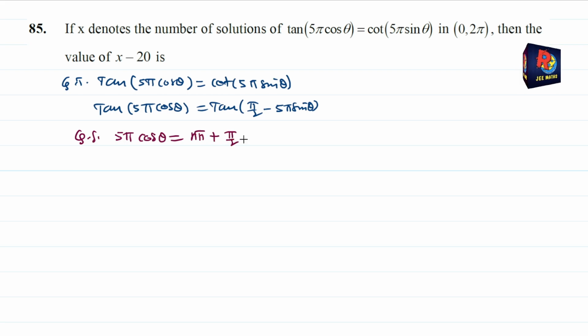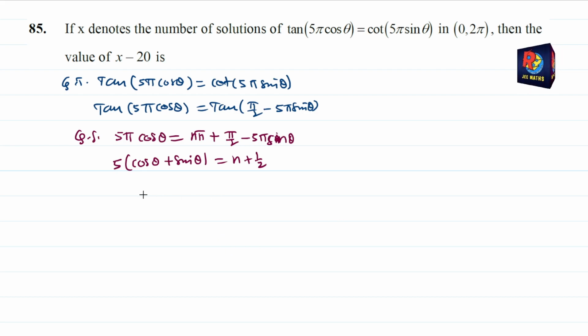So 5 pi cos theta equals n pi plus pi by 2 minus 5 pi sin theta. Here we can cancel pi from all terms. Then taking pi common, cos theta plus sin theta equals n plus 1 by 2. Now if I take an LCM, cos theta plus sin theta equals 2n plus 1 by 10.